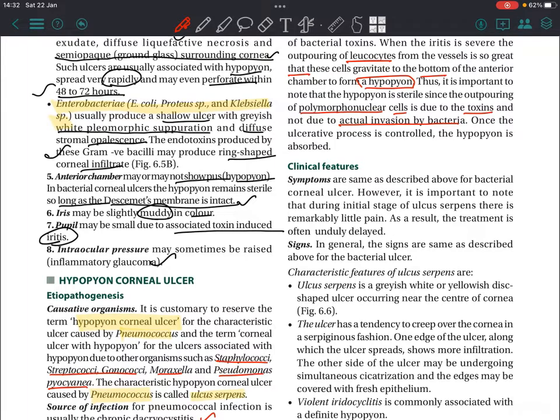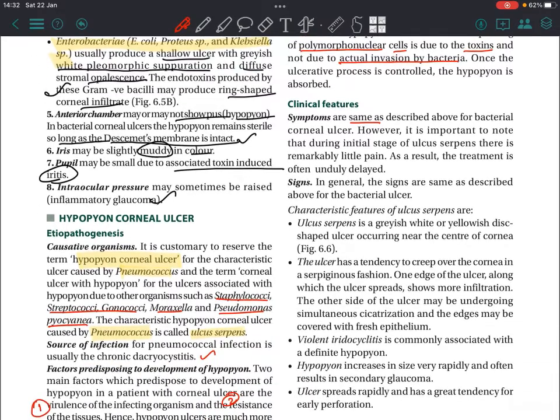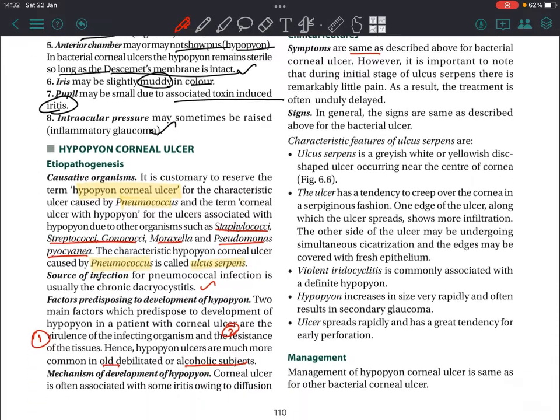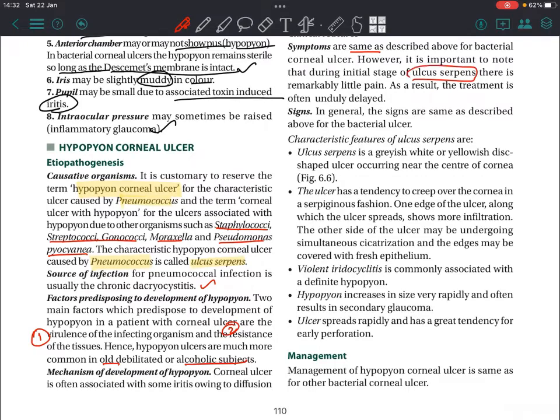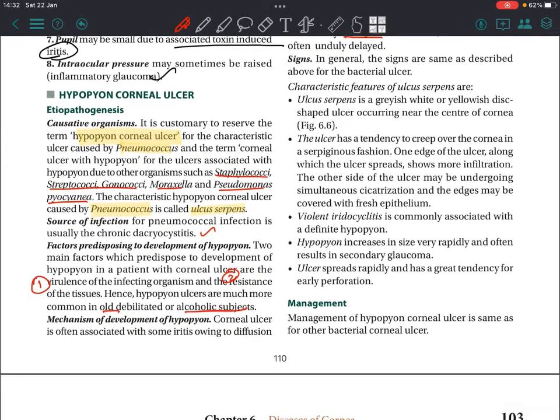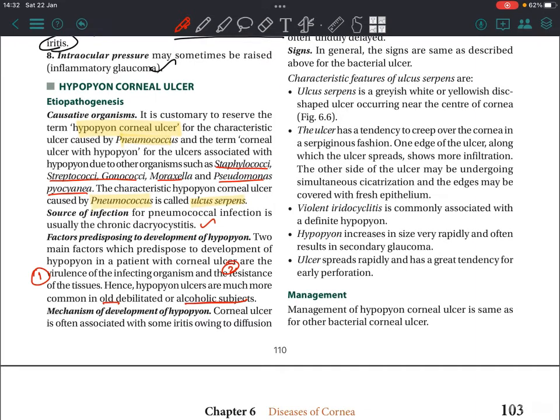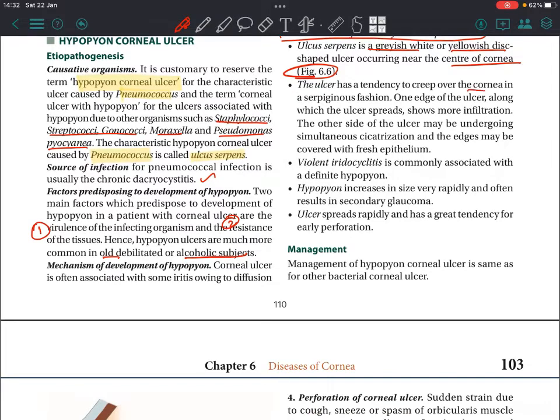Clinical features. Symptoms are the same as described for bacterial corneal ulcer. However, it is important to note that during the initial stage of ulcer serpens, there is remarkably little pain. Signs are similar to those of bacterial ulcer. Characteristic features of ulcer serpens: it is a grayish white or yellowish disc-shaped ulcer occurring near the center of the cornea. The ulcer has a tendency to creep over the cornea in serpiginous form.